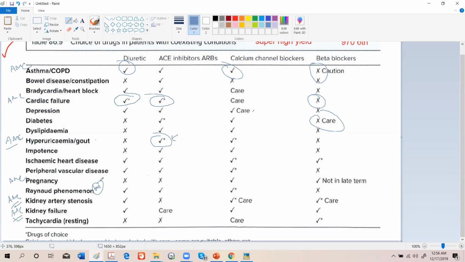With pregnancy, I just taught you guys alpha methyldopa or labetalol, depending on mild to moderate or severe. Mild to moderate, go for alpha methyldopa. Severe cases, go for labetalol.